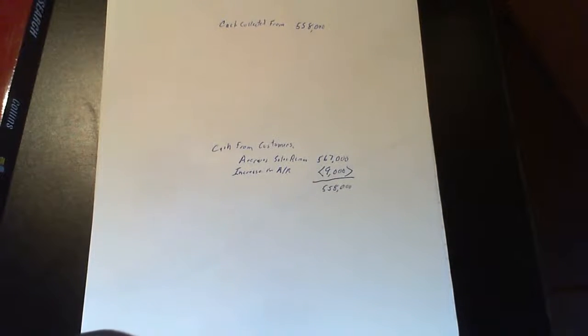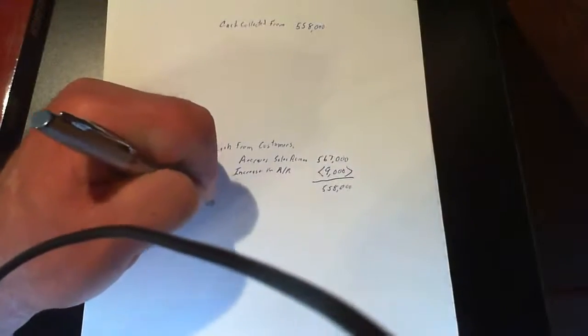Bring that where you can see it. Cash collected from customers, $558,000. All right, the next thing that we have to do is the cash paid to other suppliers. We don't have any inventory in this one, so we don't have any accounts payable in this one. But we do have other suppliers.